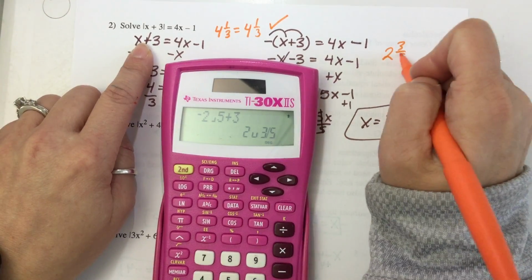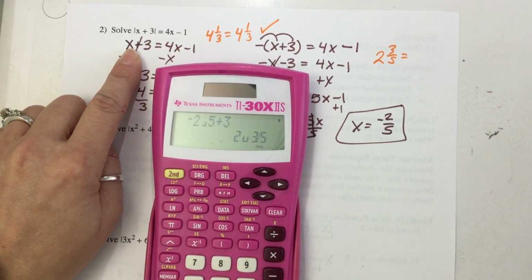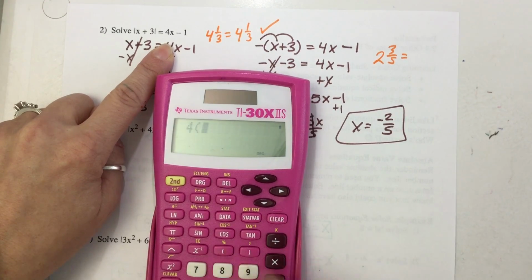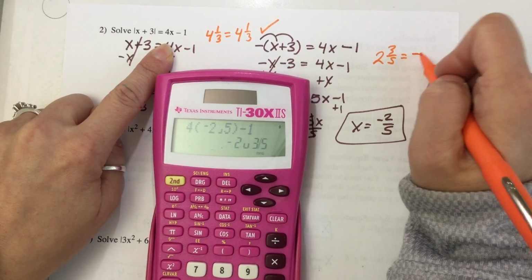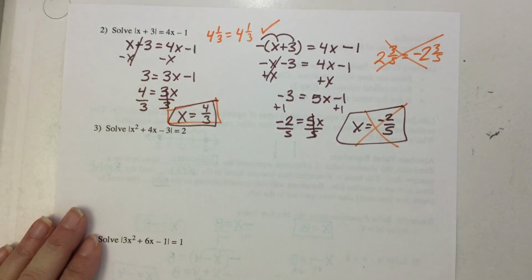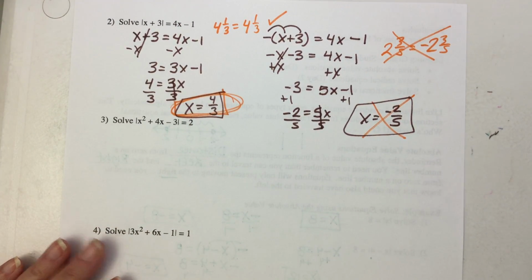That is 2 3/5 away from 0 on a number line. So the absolute value would remain 2 3/5. Now put the negative 2/5 in. 4 times negative 2/5 minus 1, I have negative 2 3/5. Those are not the same value. That's an extraneous solution. This is our only answer, even though mathematically we found 2.